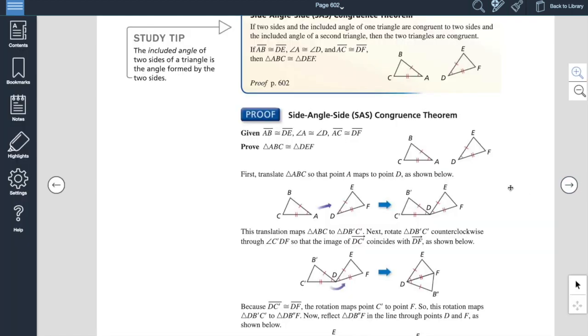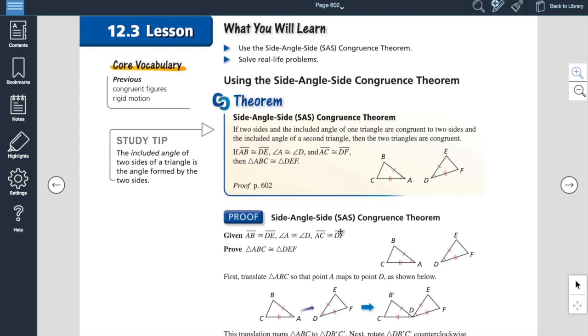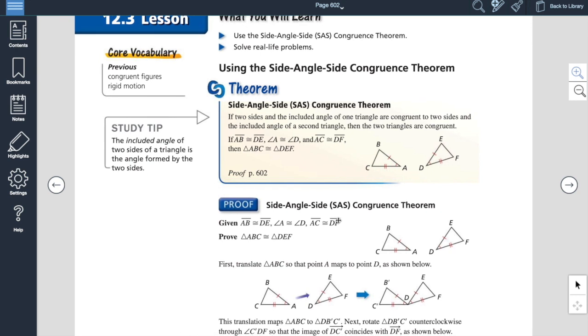Also this week, we have 12.3. So I went to page 602. Now, 12.3 deals specifically with congruent triangles. Not only that, but remember, for two triangles to be congruent, all of their corresponding parts had to match up. There are shortcuts. The side angle side is basically a shortcut to prove two triangles congruent.